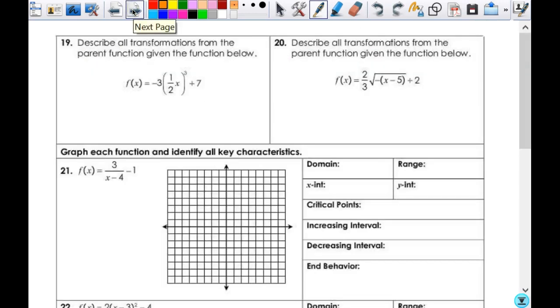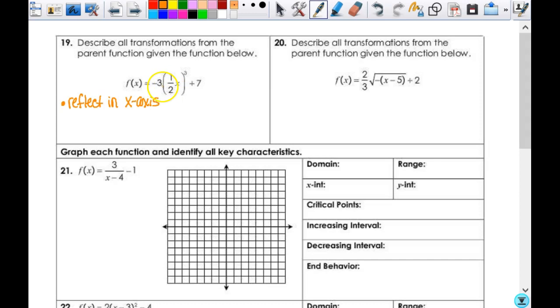Okay, so I'm going to describe all the transformations here, the parent function. Remember, when you describe them, you're most likely describing them in the order that you would do them, so you want to make sure you leave your translations till last. Okay, so I'm just going to go in order that I see it. This negative sign is on the outside of the cubed, so that means that I'm going to reflect in the x-axis.